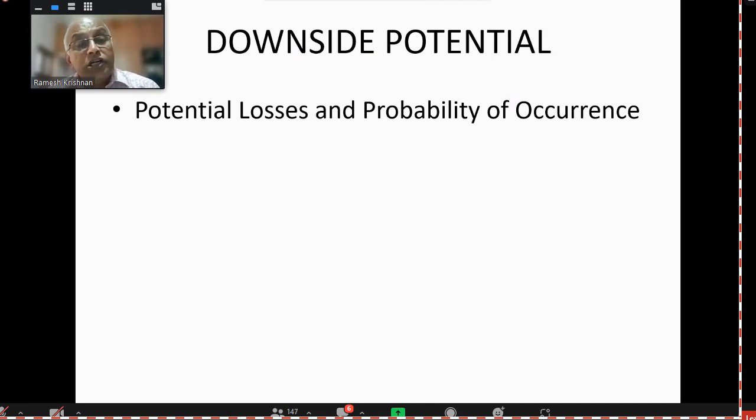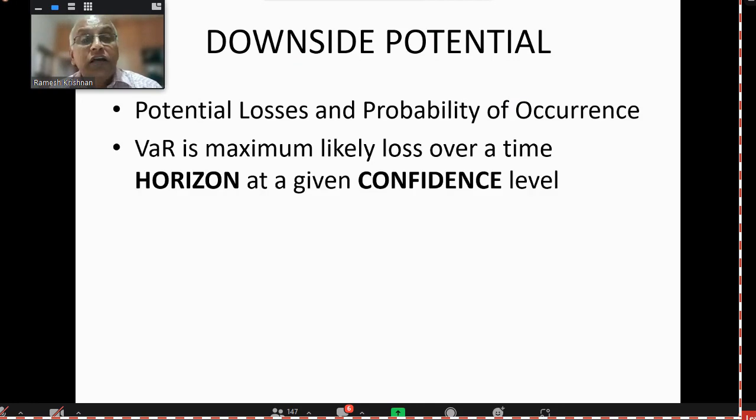So potential losses and probability of occurrence is what we look at in building a model, and therefore this potential loss is at a certain confidence level and probability of occurrence is over a period of time. It can be overnight, 10 days, 1 month or 1 year. So that is why there are two parameters for expressing value at risk. One is the confidence level with which you express that volatility, and second is the time horizon.